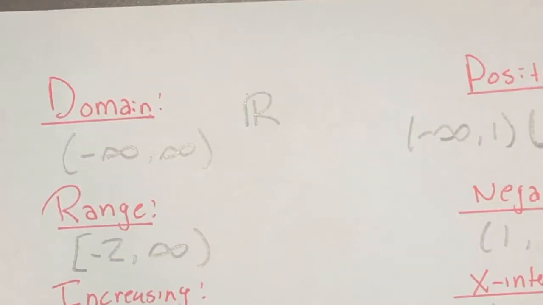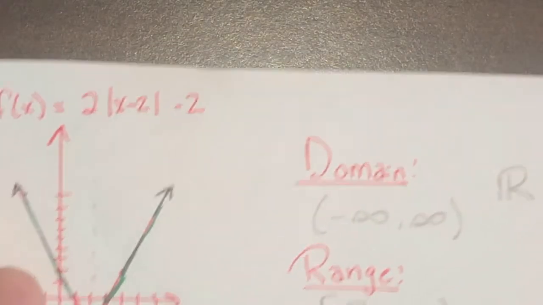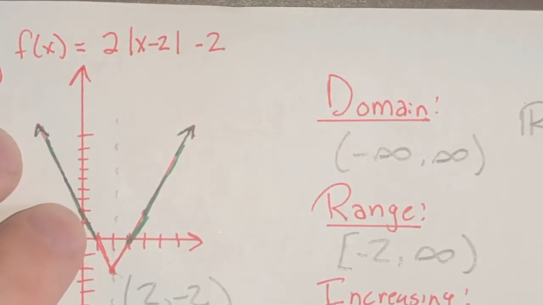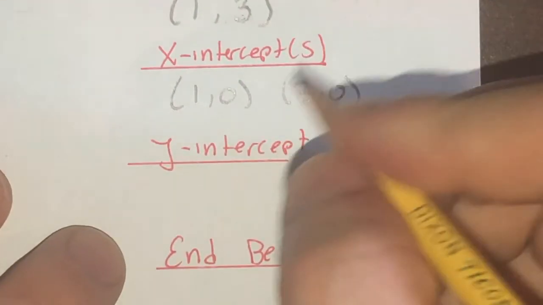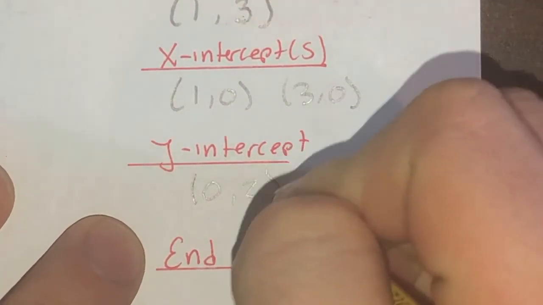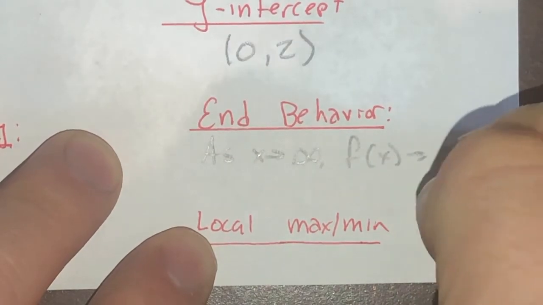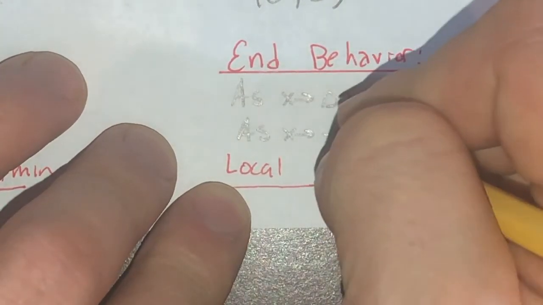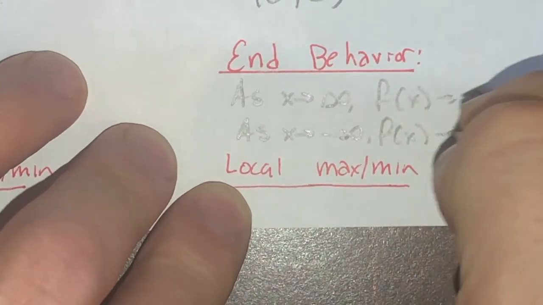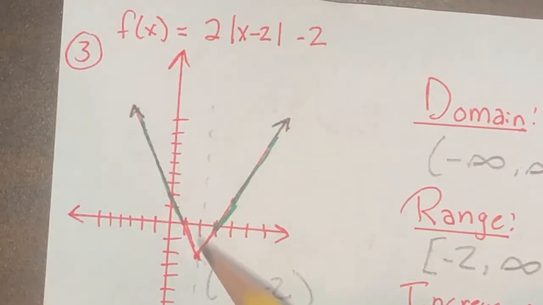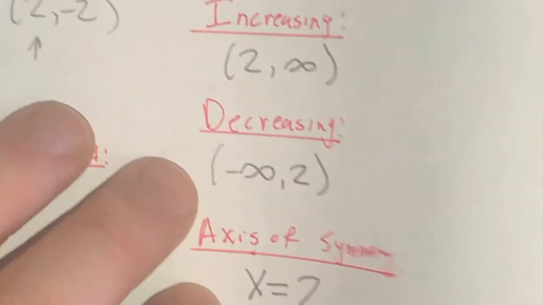What's the y-intercept? It's kind of hard to see, but based on the slope, remember, up 2 over 1. I hopefully said y, I think I might have said x, it's 0, 2. End behavior: as x goes to infinity, f of x goes to infinity. It's pointing up, and this is true of basically any absolute value. As x goes to negative infinity, f of x is also going to infinity, because it's pointing up this way and this way.